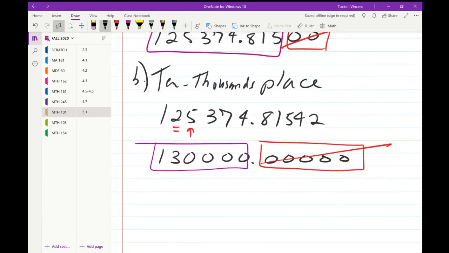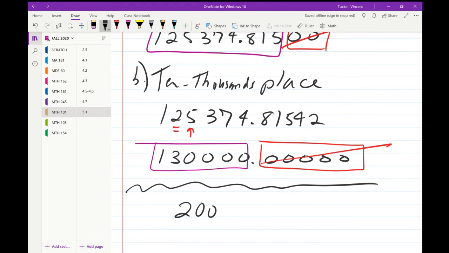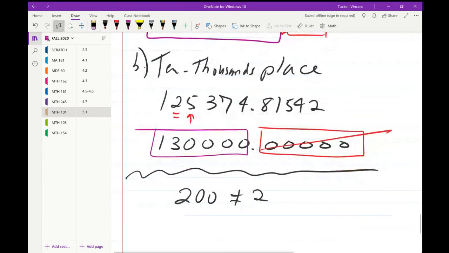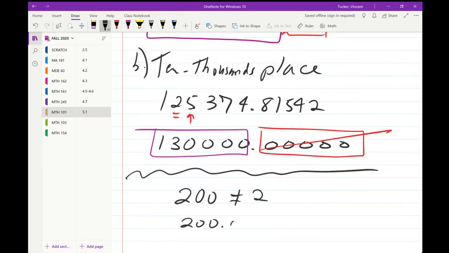And if you ever have issues remembering which zeros to keep, just think about your money. If someone told you that $200 was the same as $2, you would have a problem with it. But 200 is the same thing as 200.00. And you really would be okay with that.